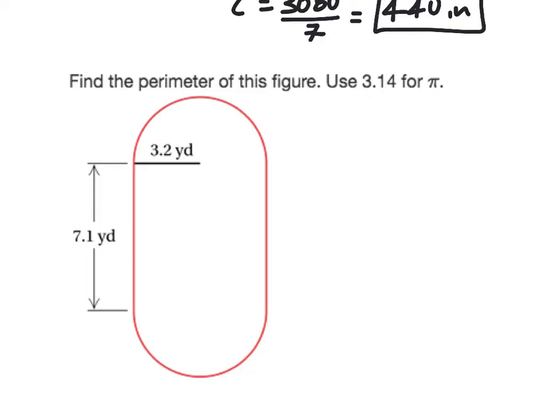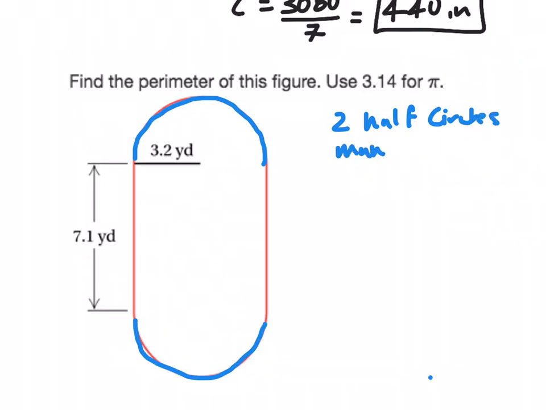And what I know about that is if I have this half circle plus another half circle, that's just one full circle. So let me highlight that real quick. This part right here, that's one half. This is the other half. So two half circles make one circle. Okay, so I don't have to do much on this one.